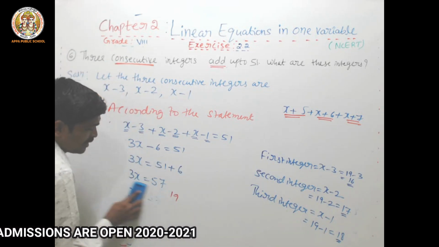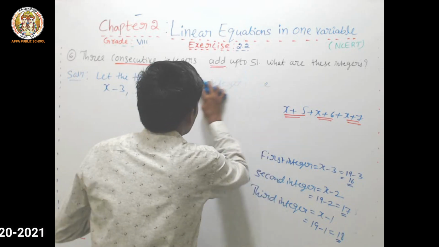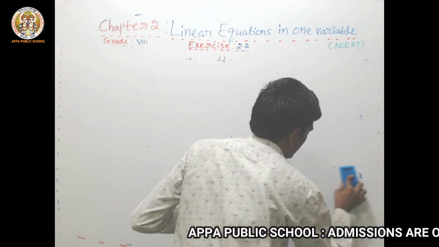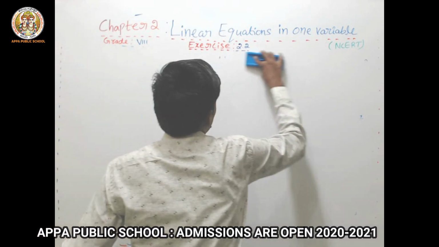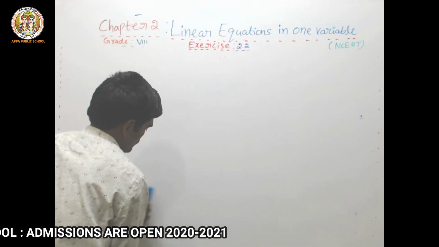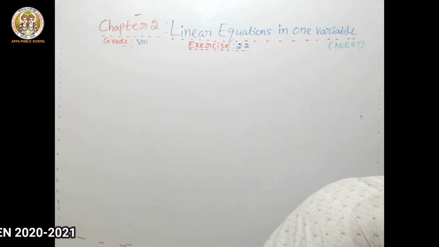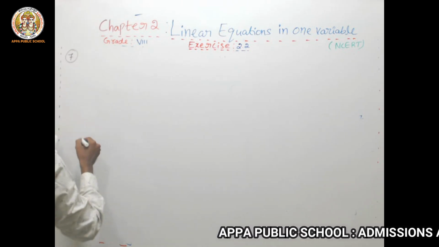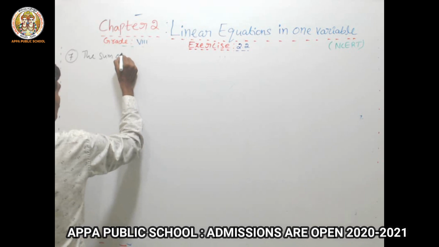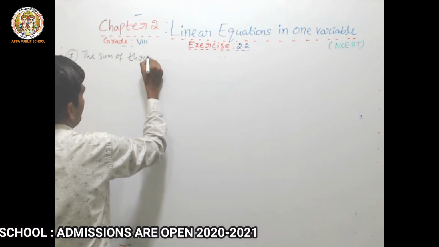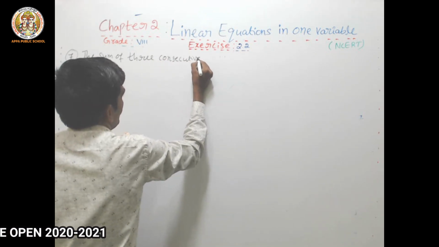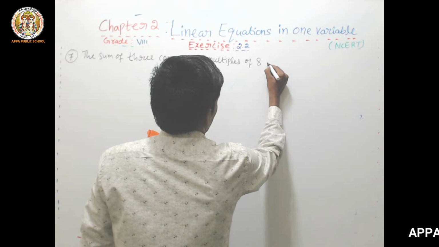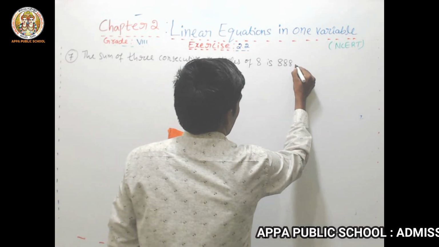Okay, we'll move to the next problem. Seventh one, the sum of 3 consecutive multiples of 8 is 888. Find the multiples.